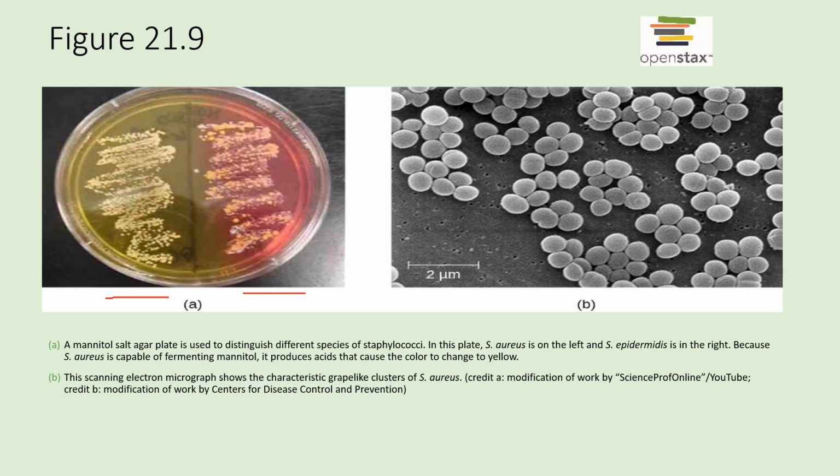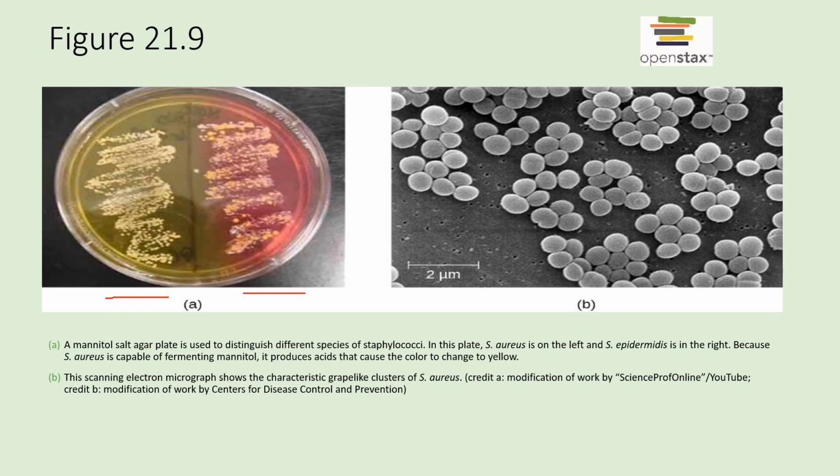It's also a differential media. Remember when I talked in one of the previous chapters about media and how to grow microorganisms? Differential media, you've added something to it so you can usually very easily just look for a color change. And then you can distinguish between two different bacteria on here. Staphylococcus aureus is on the left. Staphylococcus epidermidis is on the right in the pinkish area.